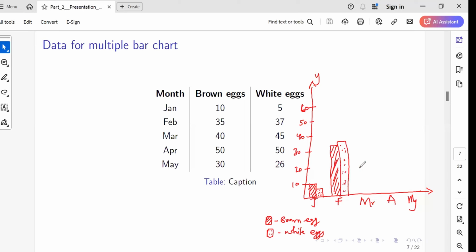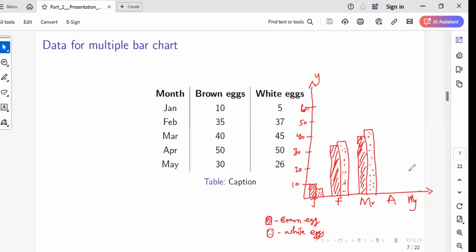March, 40 brown eggs, and then 45. So I have 40 brown eggs, and then 45 white eggs. April, let me stop here. I think you've gotten what I'm doing. So this is how you go about doing a multiple bar chart.